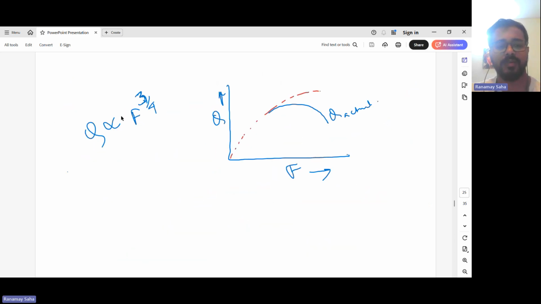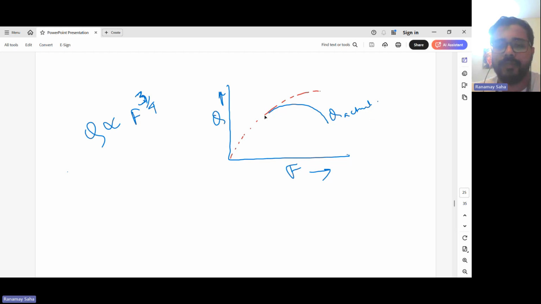One more thing is about the feed force. So the force of the tool on the workpiece. Okay, so the Q is again proportional to F to the power 3 by 4. In that case, you have a parabolic curve, which goes on increasing first and then plateaus and then goes on decreasing.